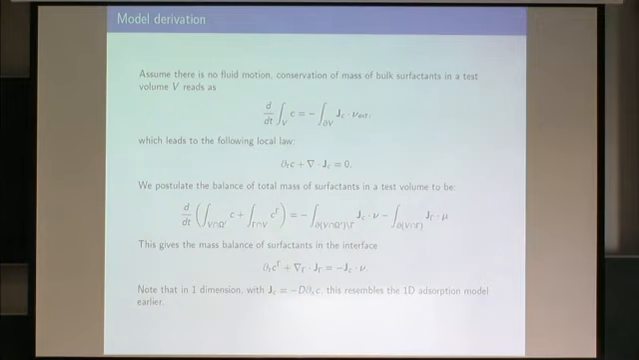From the basic mass balance, if we have a bulk mass flux J_c and test volume V, then the balance of bulk surfactant mass gives us this local law here. What we postulate is that the total surfactant mass balance in the test volume V is given like this, where J_gamma is now an interfacial flux. Using the transport theorem, we derive this local law here. If we're in one dimension, the surface gradient disappears, and if we set J_c to be proportional to minus the gradient of c, then these two equations give us the one-dimensional absorption model I showed you earlier.